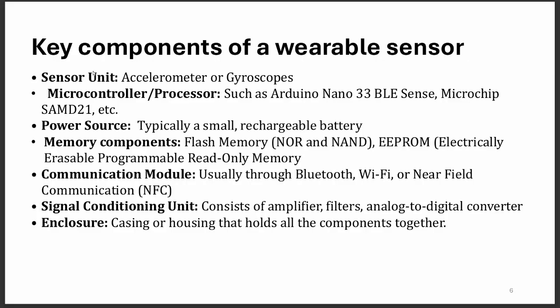Then communication module is there for transferring data wirelessly from that wearable sensor device to any external device like a smartphone or computer. Usually this is done through Bluetooth or Wi-Fi or near-field communication. Then there's the signal conditioning unit. It consists of an amplifier, filters, and an analog to digital converter. Then the enclosure is basically the casing that holds all the components together.